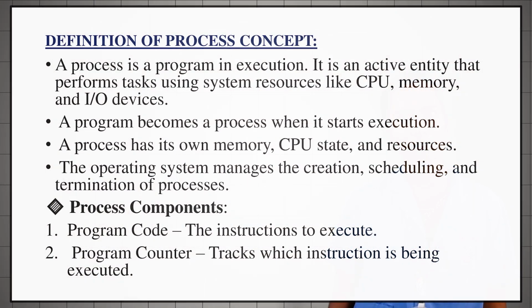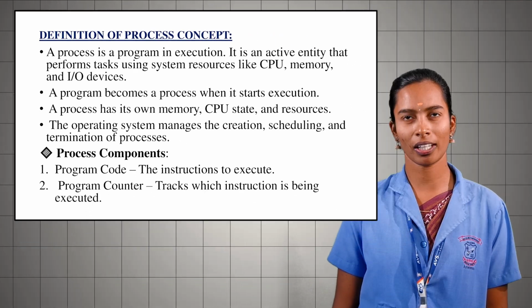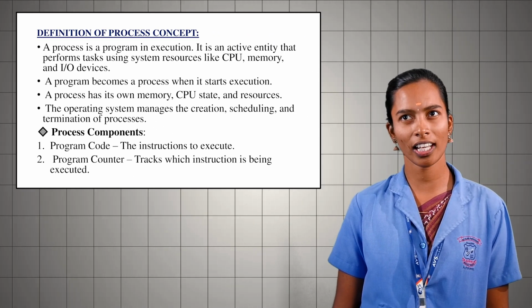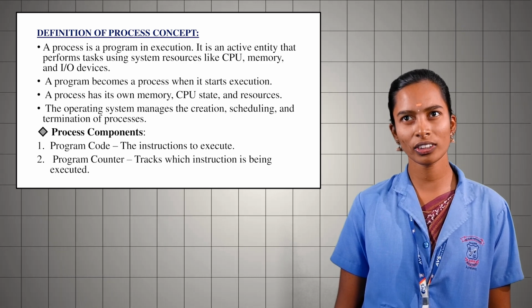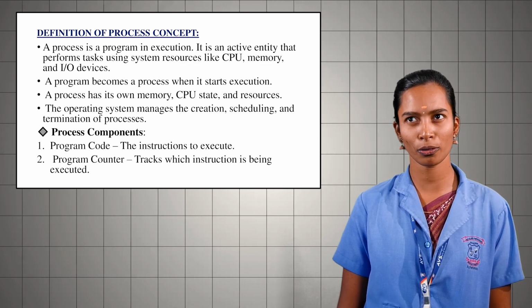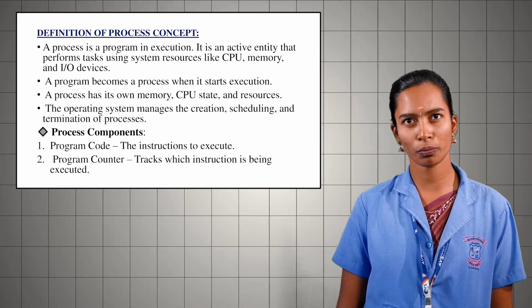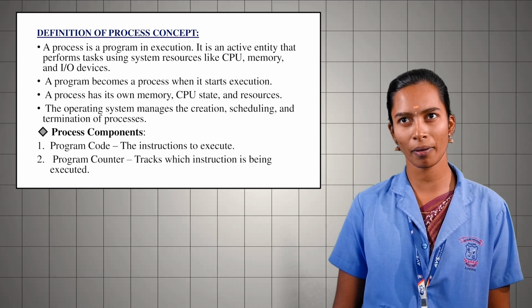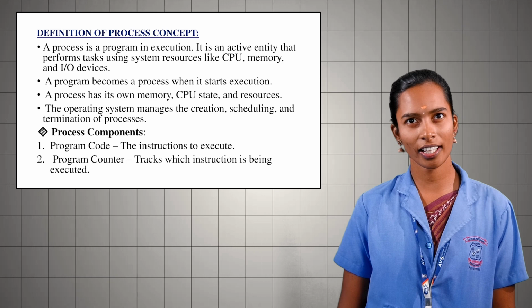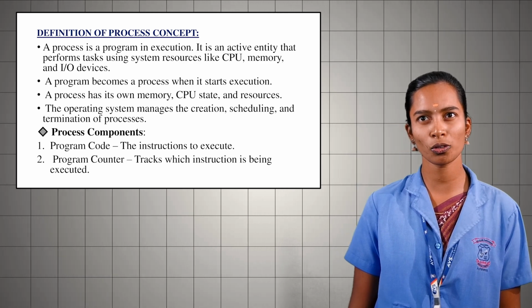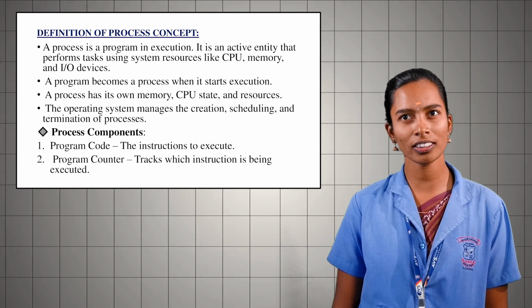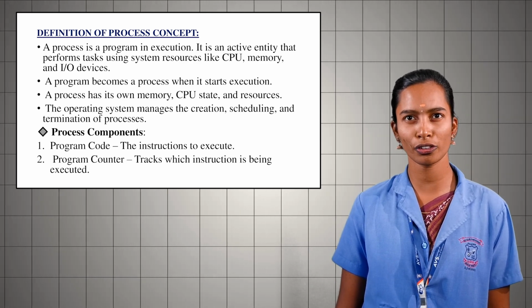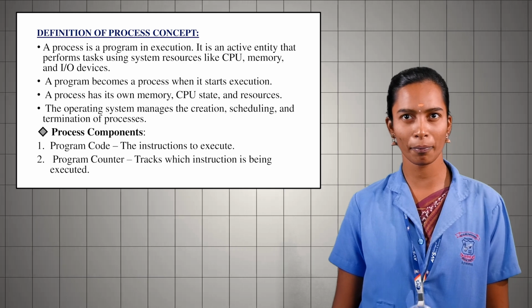Next, definition of process concept. A process is a program in execution, an active entity that performs tasks using system resources like CPU, memory, and input/output devices. A process starts its execution when the system creates it. A process has its own memory, CPU state, and resources. The operating system manages the creation, scheduling, and termination of the process.